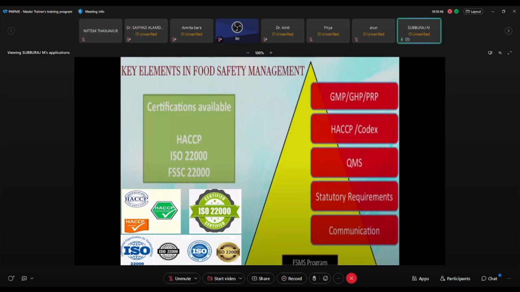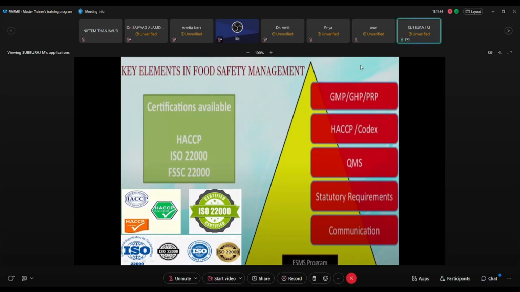The first are GMP, GHP and PRP. We know that GMP means good manufacturing practices, GHP means good hygienic practices, and PRP means prerequisite program. These come in the first place. Then we have to go for HACCP and product elimination recommendations. Here I want to point out that HACCP alone cannot do anything. It is a joint venture, a combination of other practices. So GMP, GHP, and PRP come first, and then HACCP.